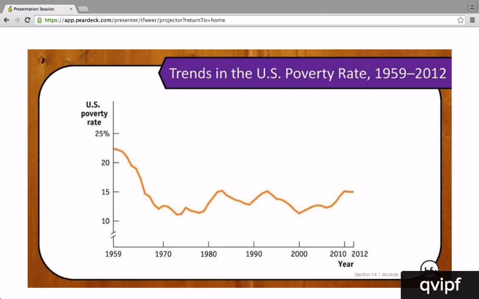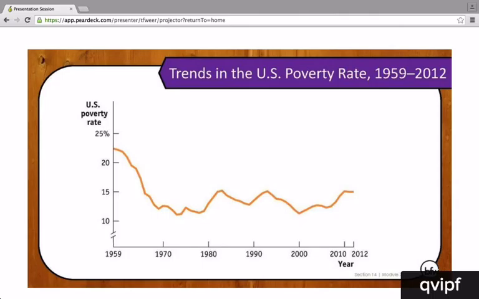So if we look at this graph, you can see the trend in the poverty rate in the United States since the 1970s. Now, during times of recession, the poverty rate rises. That makes sense. People lose their jobs and more people fall into poverty as a result of that and become poor. And during recoveries, the poverty rate usually falls. As people get their jobs back, they start making money and they are no longer poor.